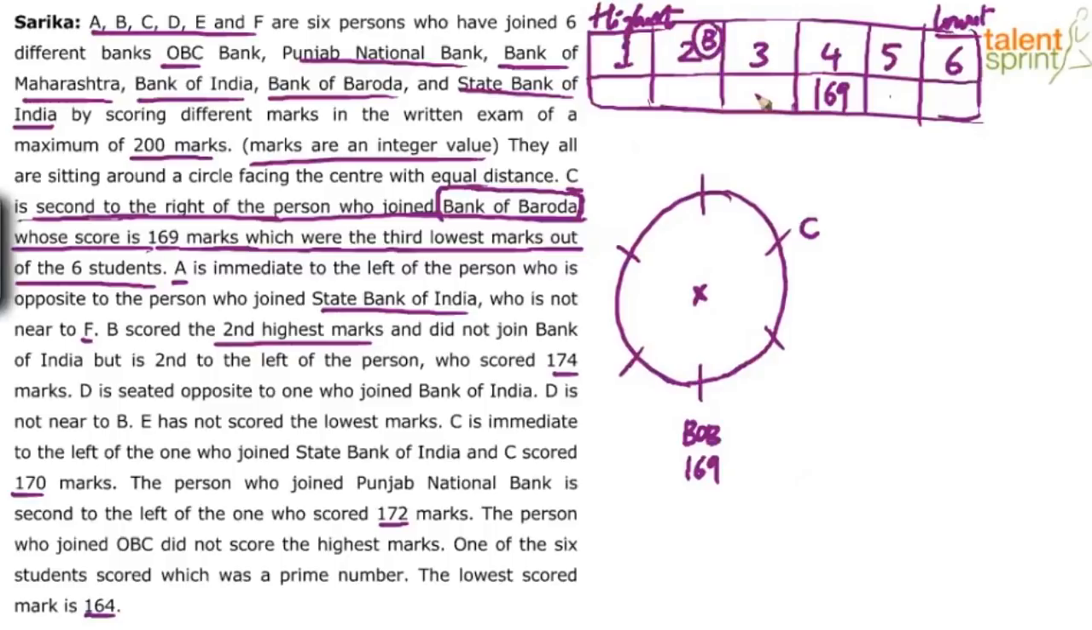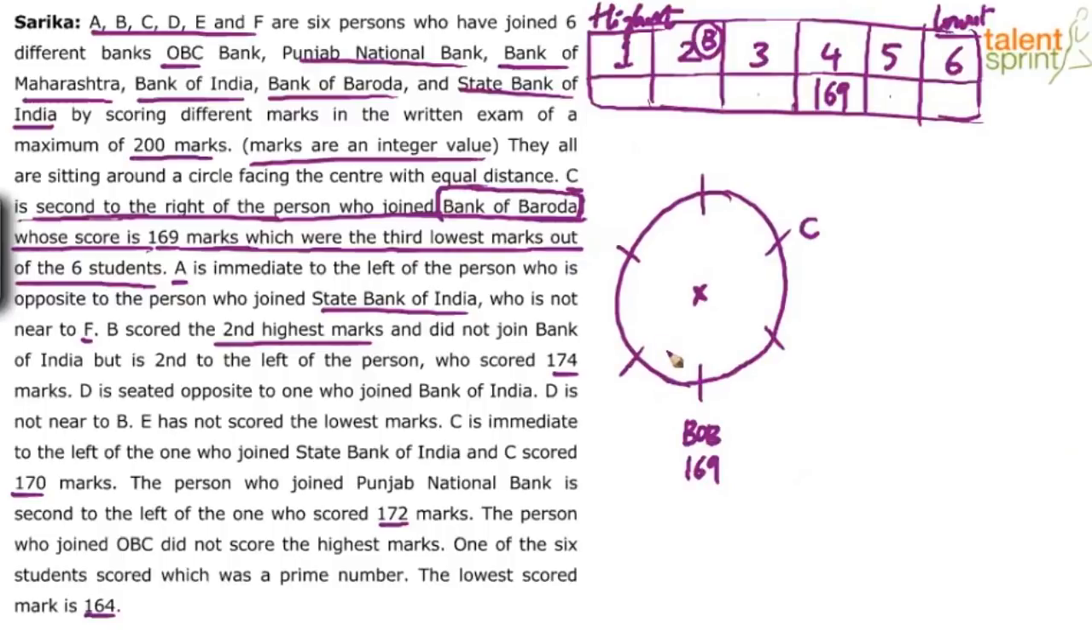B scored the second highest marks and did not join Bank of India, but is second to the left of the person who scored 174 marks. So B did not join Bank of India, but he is second to the left of the person who scored 174. Now again the same problem. We have neither Bank of India nor 174 marked on the circle so far. So we cannot really use this information. So we'll come back to this statement, right?